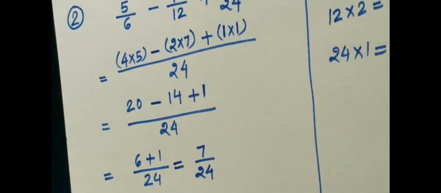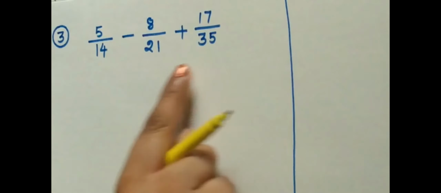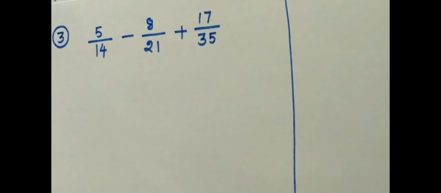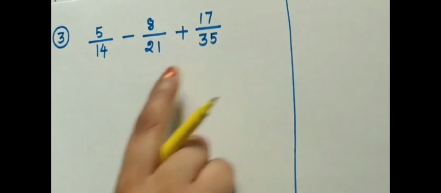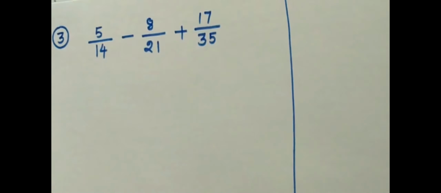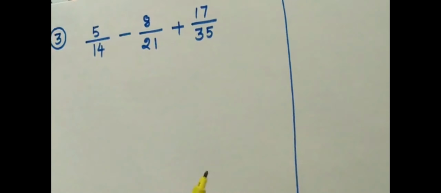Let's see the third example. This is the third type of problem. Here you can see that the denominators are not the same and the highest denominator 35 doesn't come in the table of 14 and 21. But you can observe that 14, 21 and 35 come in a common table, that is 7.